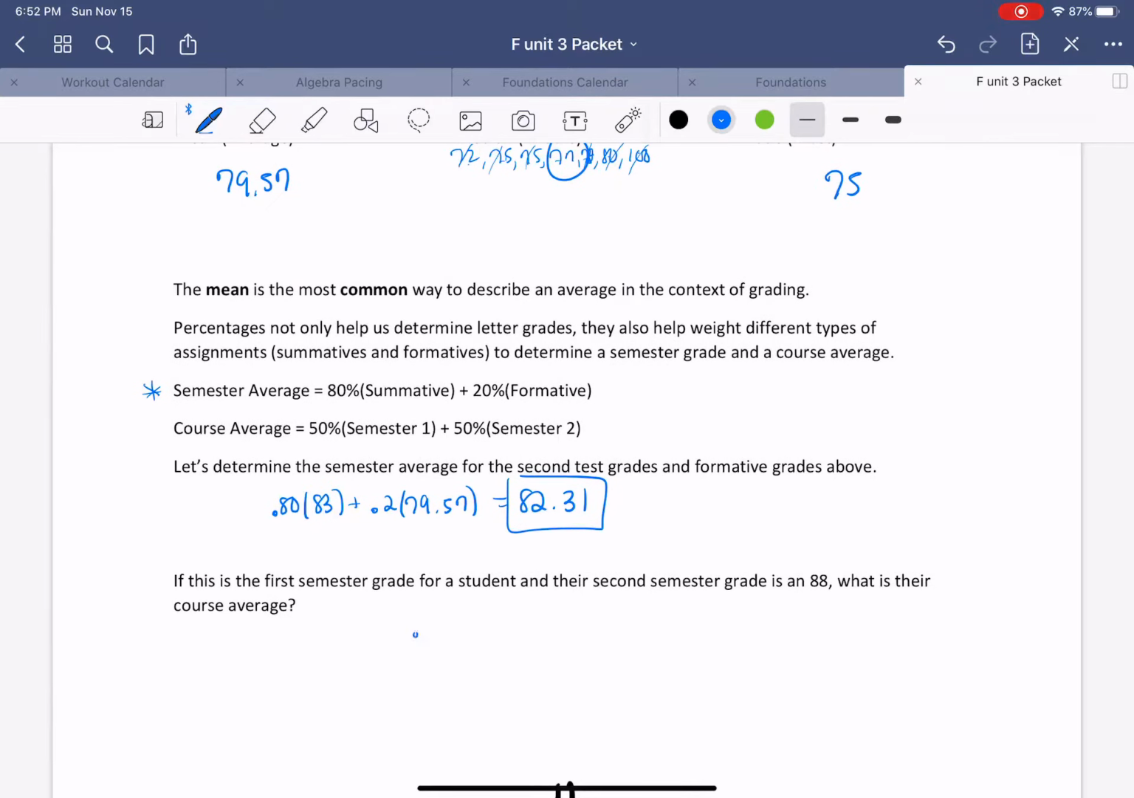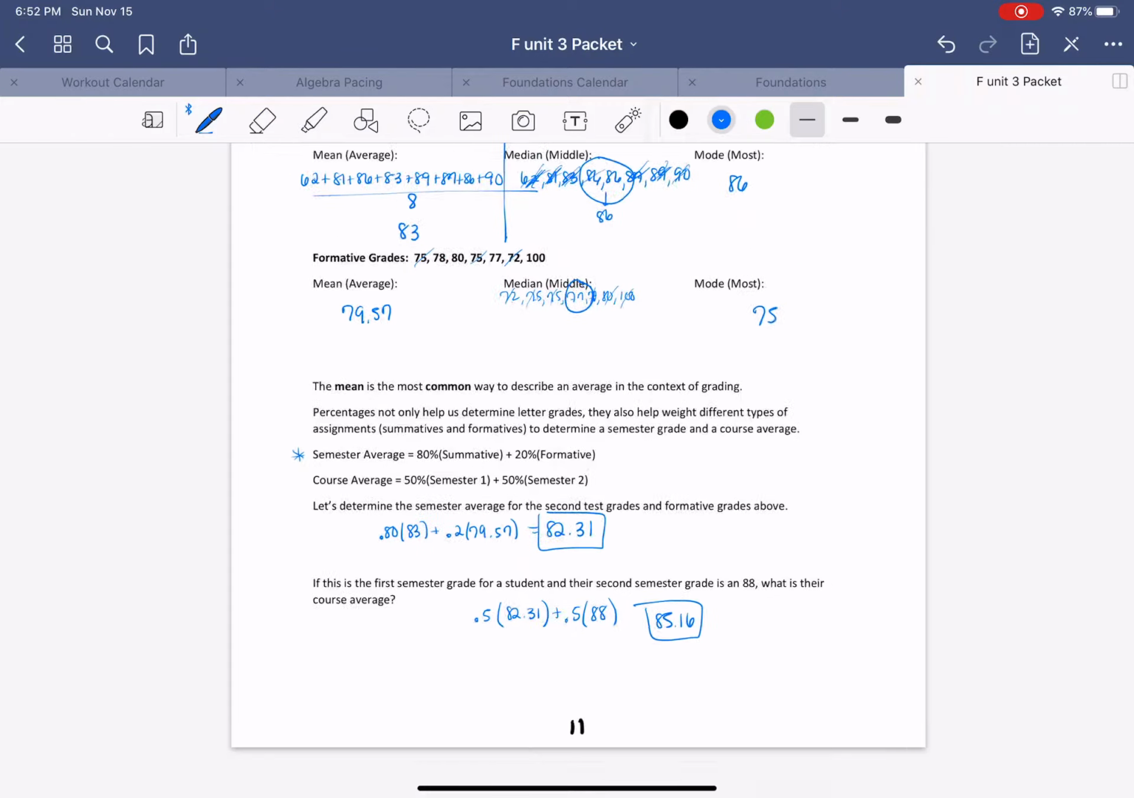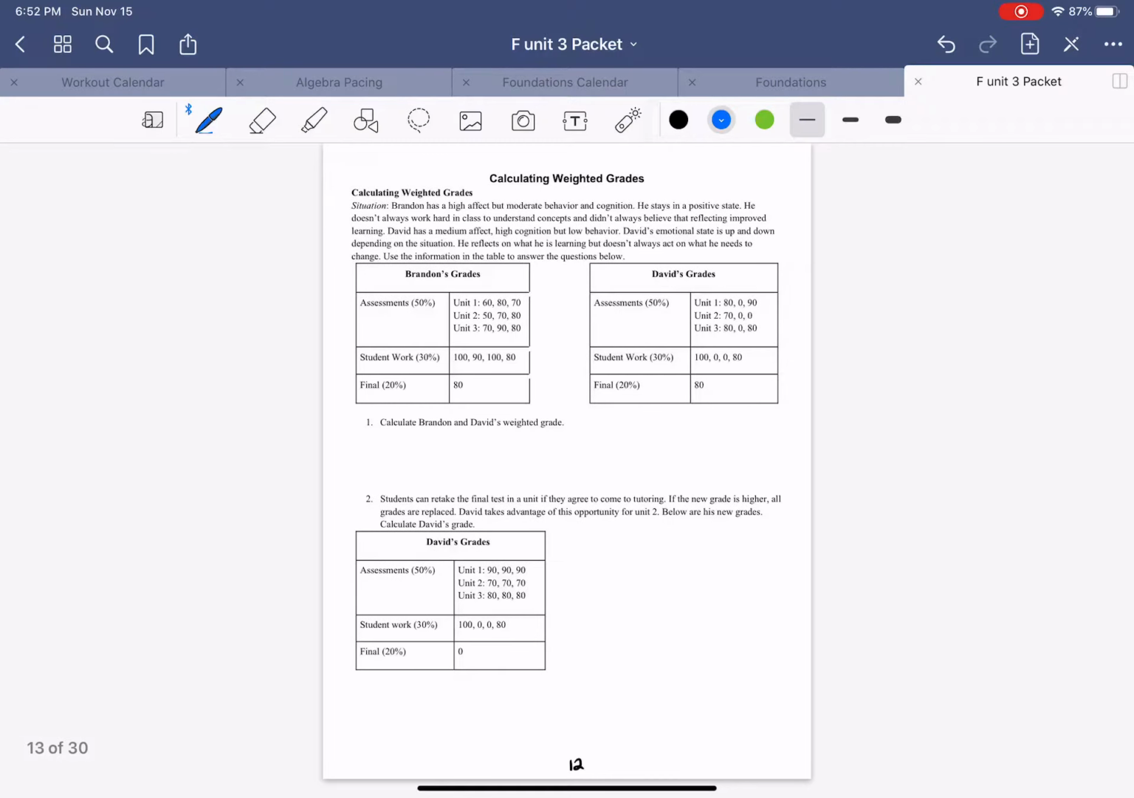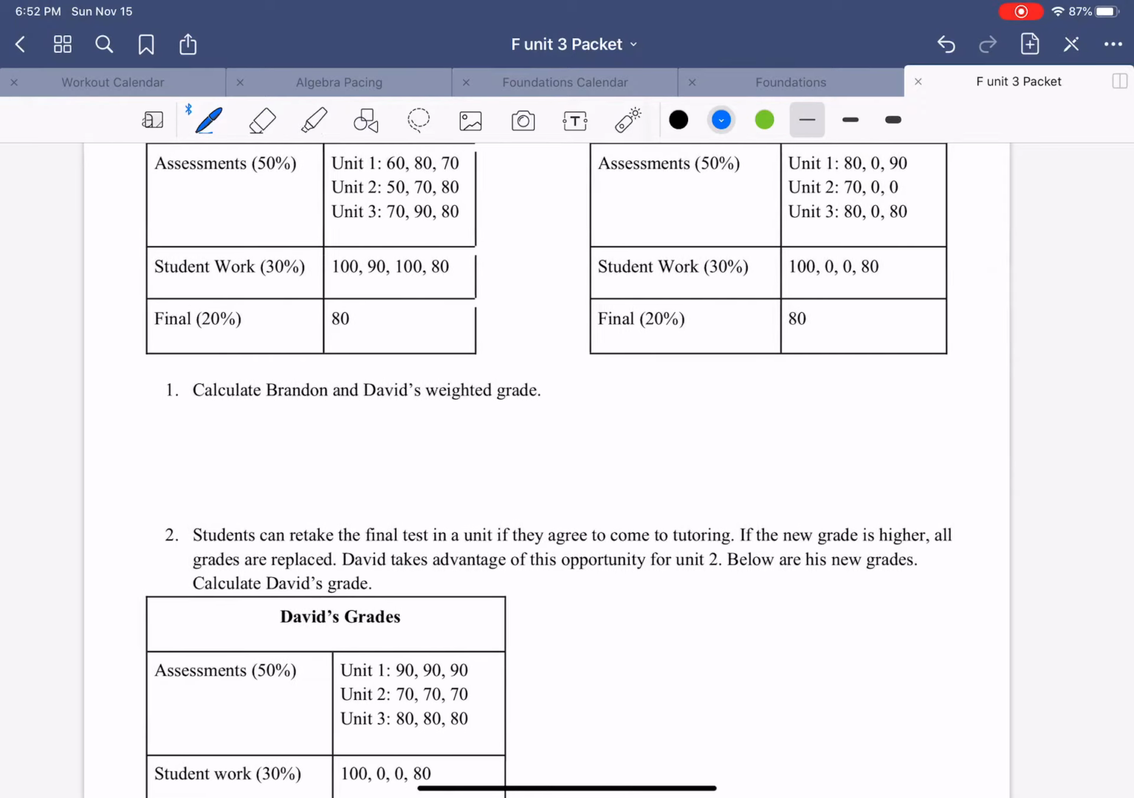So let's say that's your first semester grade, and then second semester grade is an 88. What is your course average? So it's 50%, so 0.5 times 82.31 plus 50% is the 88. And we get 85.16. I'd like you to go ahead and find or answer number 1.